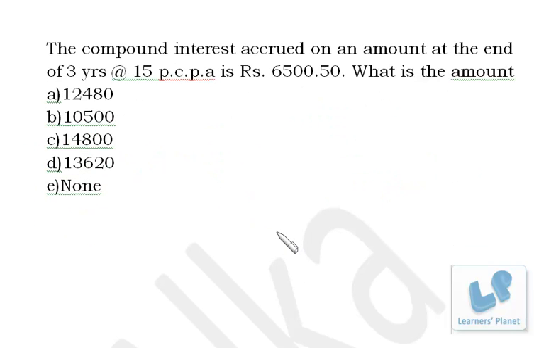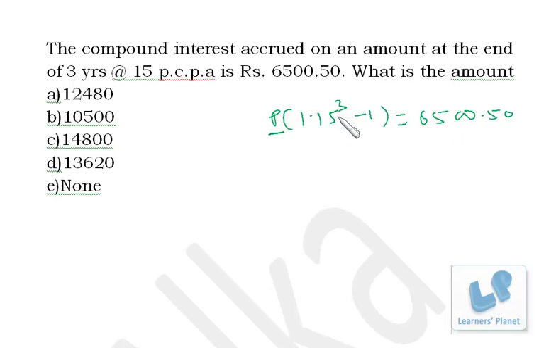The compound interest accrued on an amount at the end of 3 years at 15% per annum is rupees this. What is the amount? Now obviously if we use the formula, your amount will be P into 1.15 whole cube minus 1, and that is actually 6500.50. We have to calculate the value of P. Now that would be really difficult if we go manually, because you have to calculate 1.15 cube, then deduct 1, then this will be the divisor and you have to divide this expression by this, so that will be really time consuming.